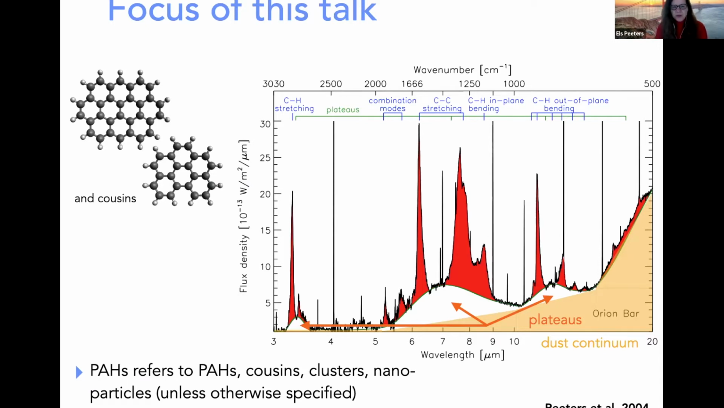And so we all have heard already this week about PAH emission. So we're talking about very broad emission features in the infrared. And here you see an iso spectrum from the Orion Bar showing the richness of the different bands that we are talking about.